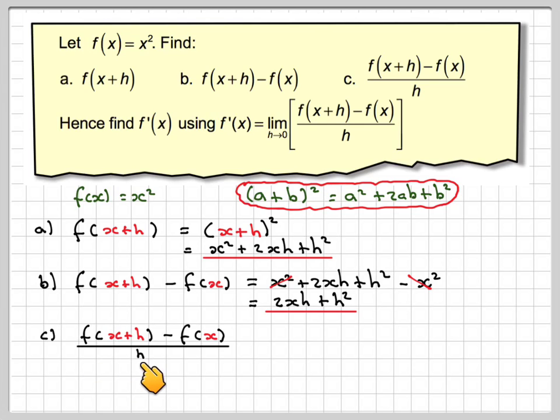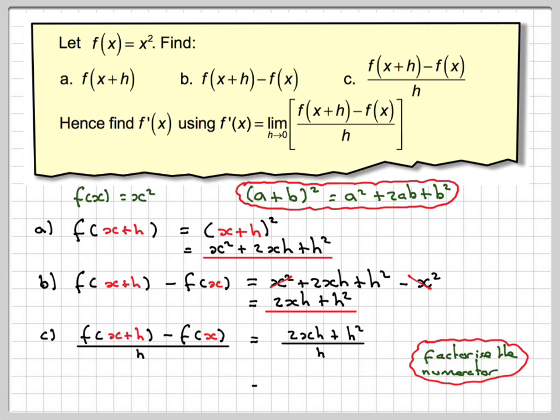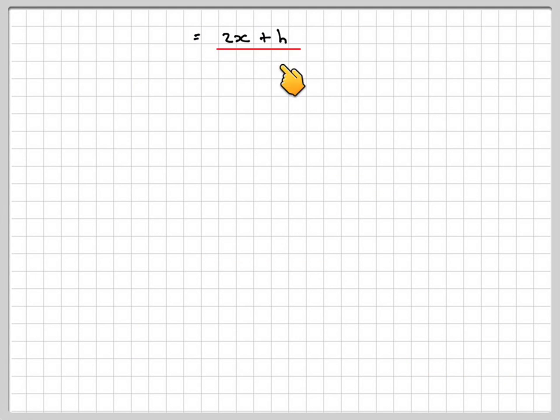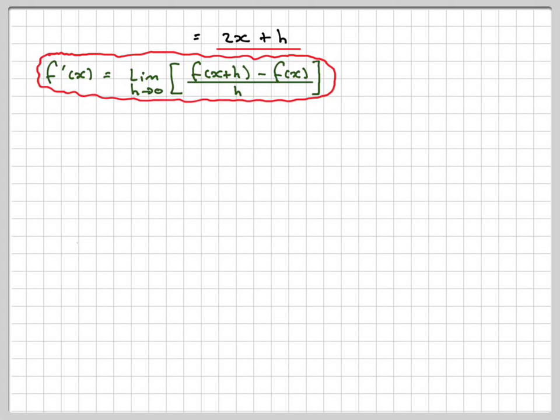C, f of x plus h minus f of x, divided by h. So the numerator is going to be 2xh plus h squared, divided by h. Now on the top here there is a common factor of h. Now you're strongly advised to factorize rather than trying to cancel straight away. So factorizing out, we get h times 2x plus h, divided by h, and then the h's cancel out, and you're left with 2x plus h. Now there's one condition about that cancelling, that h is very, very small, but not actually equal to 0.